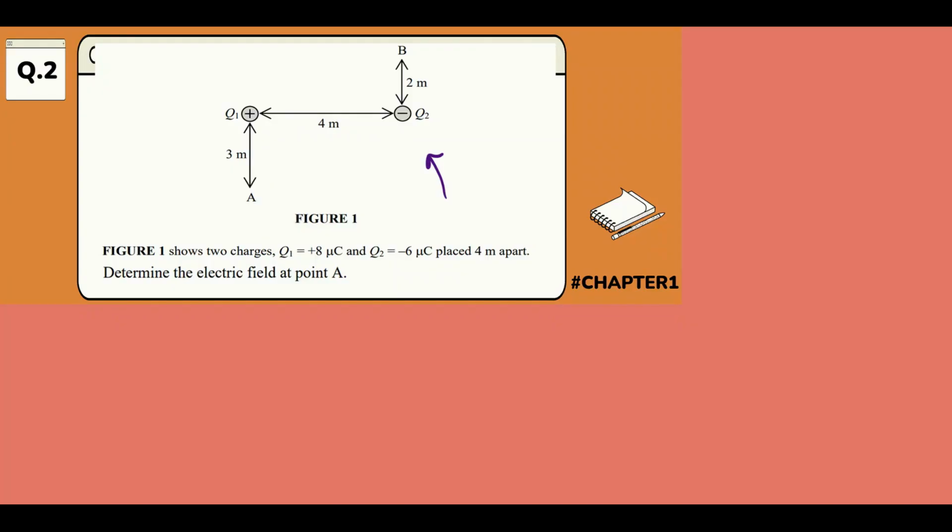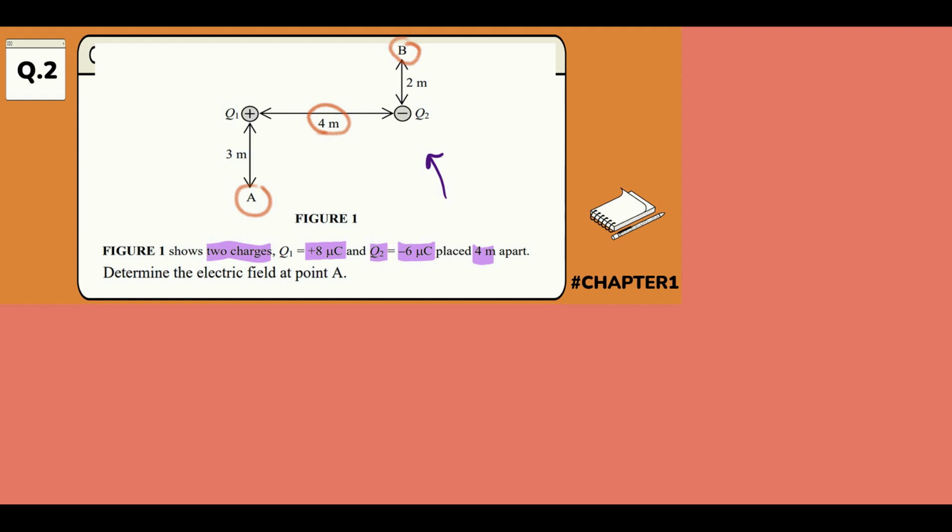So the question is, figure 1 shows two charges, Q1 plus 8 microcoulomb and Q2 negative 6 microcoulomb, placed 4 meter apart. So we have a distance here, 4 meter, and also we have 2 points, point A and also point B. Let's just focus on the requirement of the question.